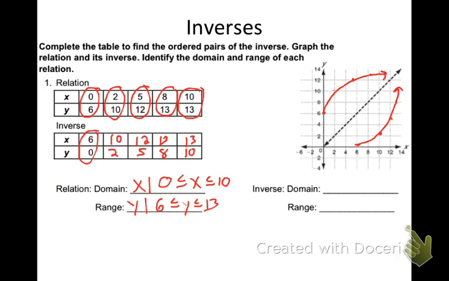Now I want to find the inverse. So what happens to my inverse? My x and y's just get flipped. So let's do the domain here first. So I take my range up to my domain. My domain is going to be x is between what values? Nope. 6 and 13. And what about my range then?